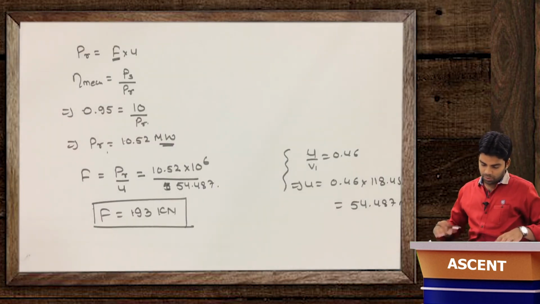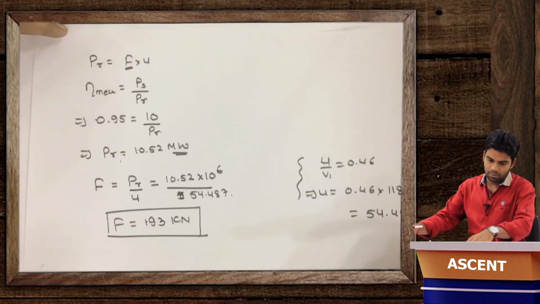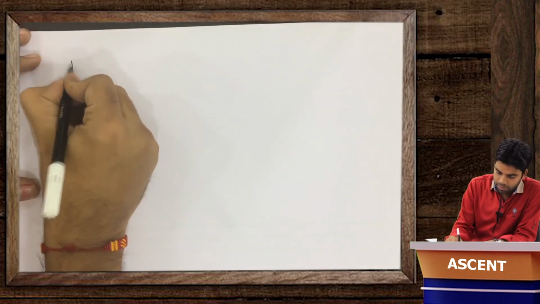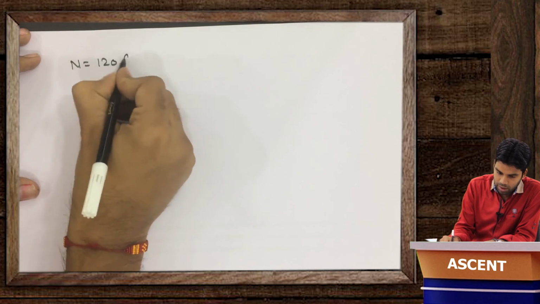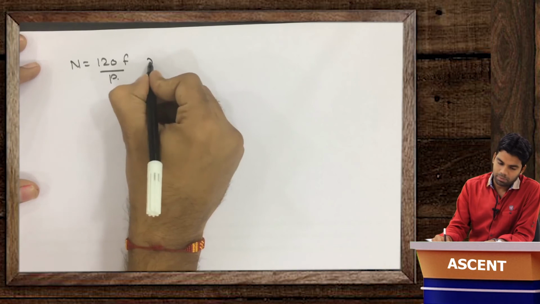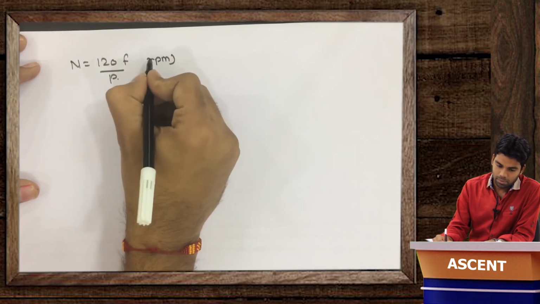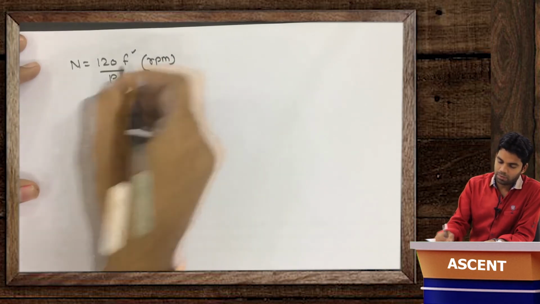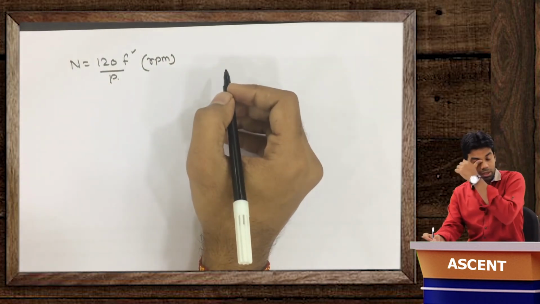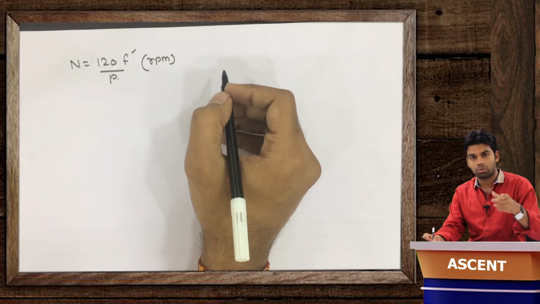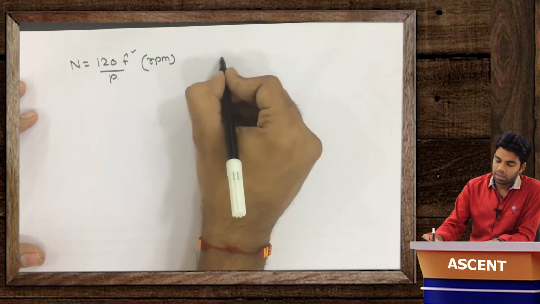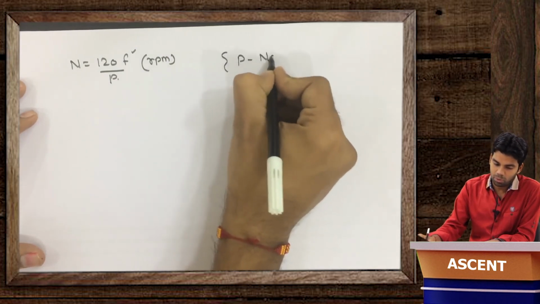For that, I will tell you one formula. N is equal to 120 F divided by P, in RPM. Getting this? Where F is the frequency and P is the number of poles in the generator. If you know about the generator, there are two kinds of poles, south pole and north pole. So how many such poles are present in the generator? That is nothing but P, the number of poles in the generator.